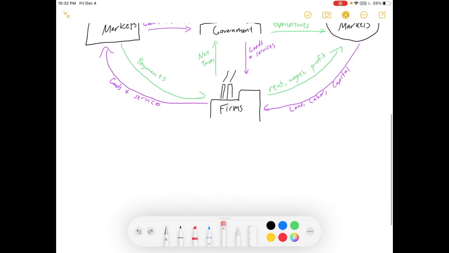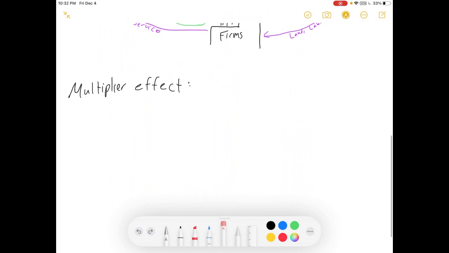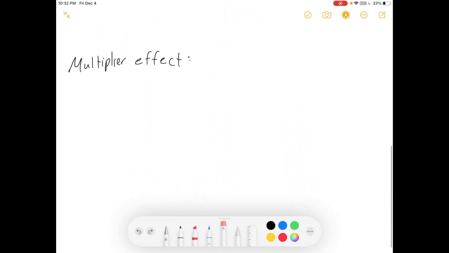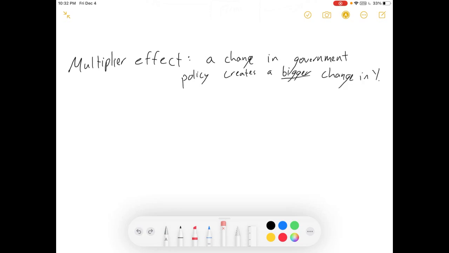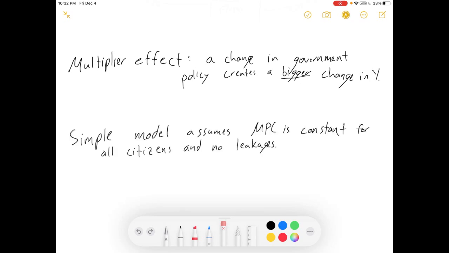So with that in mind, let's formalize this just a little bit more. Let's talk about the multiplier effect itself. The multiplier effect is a change in government policy creating a bigger change in GDP. The fact that the initial change can repeat itself over and over means that the eventual change in GDP will be more than the initial change.